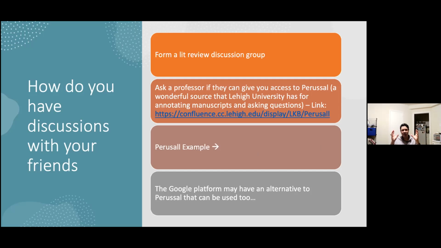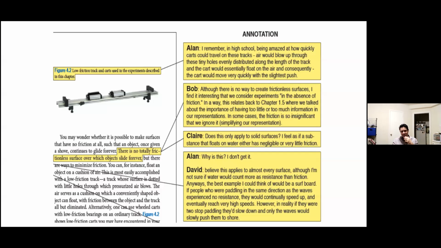You want to just find some sort of document or some sort of platform where you can put your document there, and then everyone can make comments on it. And here's an example of that. Using the Perusal platform, there are 4 individuals here who are making comments on this scientific manuscript. Whatever the scientific manuscript's about doesn't really make a difference.